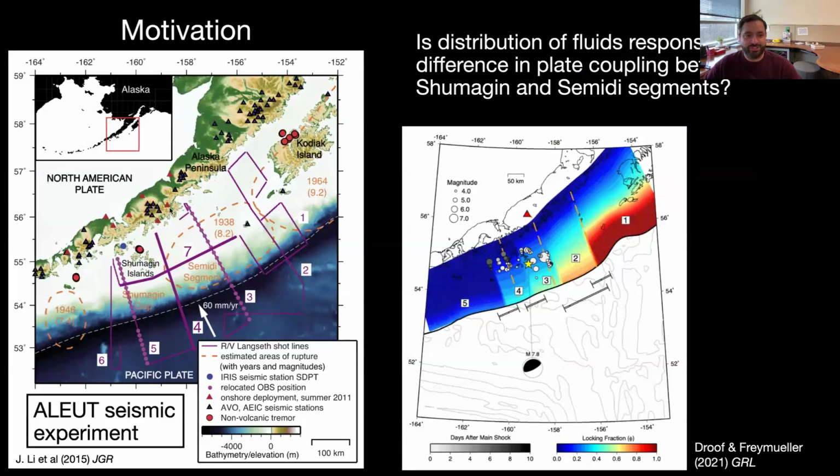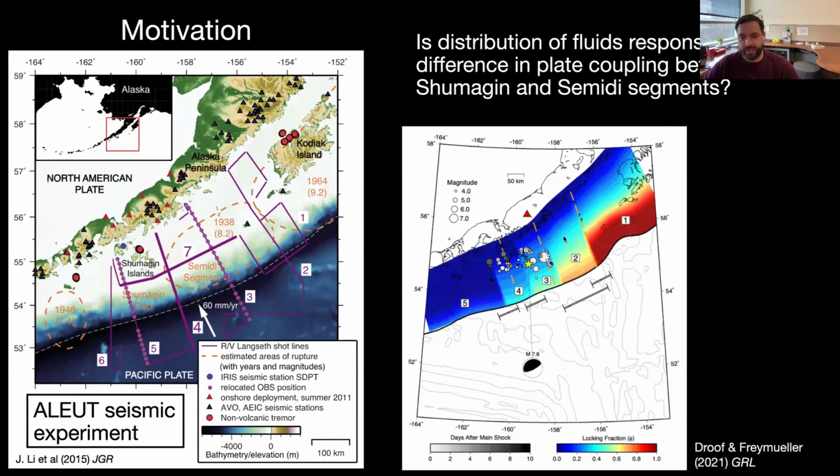All right, so this is just to show you our lines. Line 2, line 3, and line 5 are co-located with an active source seismic project, the ALEUT seismic experiment. And 3 and 5 of the ALEUT seismic experiments also had OBSs, so they were able to do wide angle tomography to get at the velocity structure, allowing us to ultimately make some really interesting comparisons.